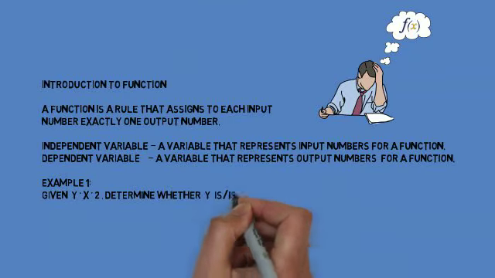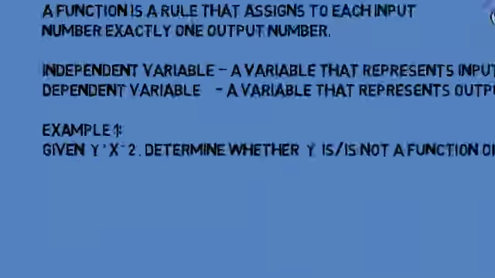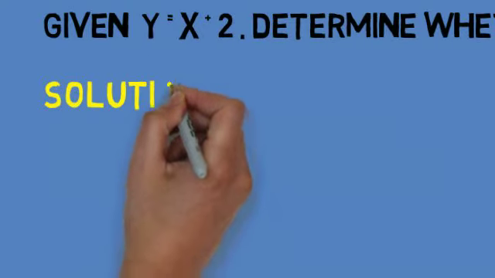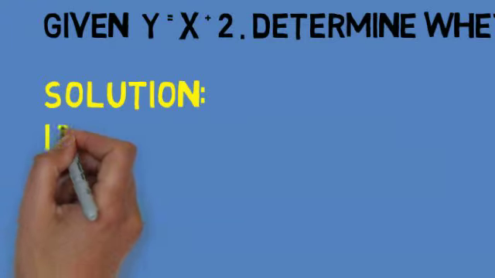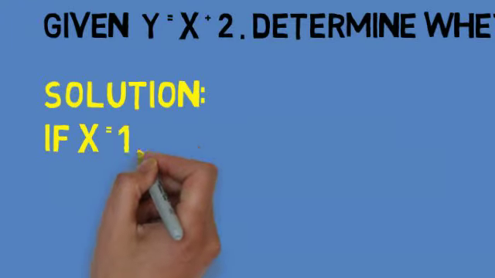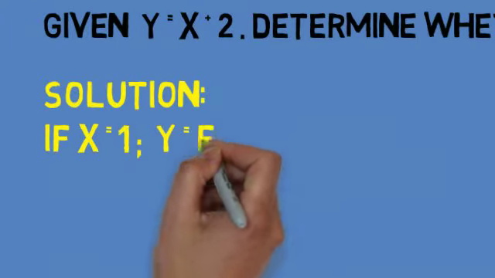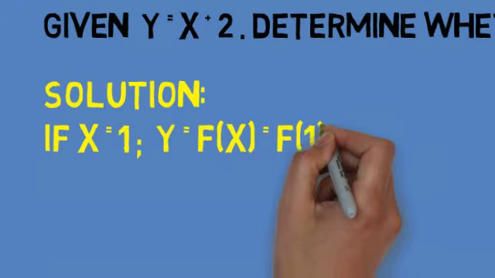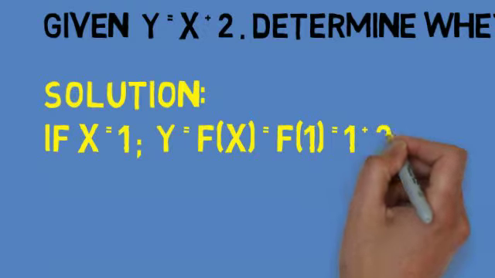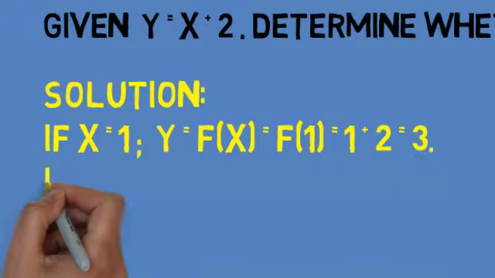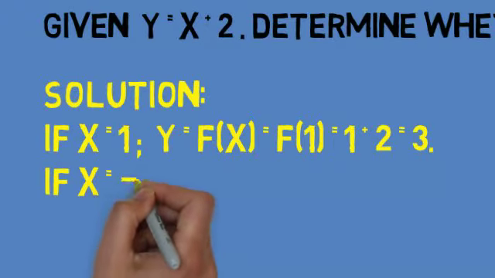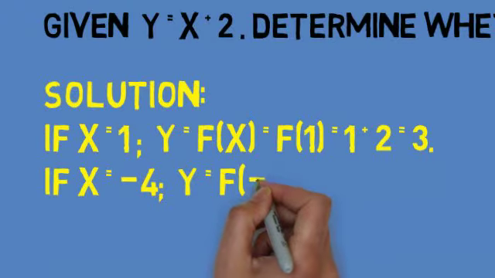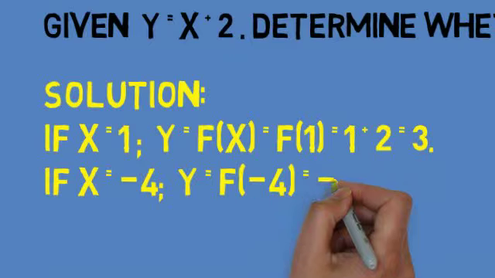So now we look at how to determine or justify whether y is a function or is not a function of x. If you look at example 1, let's say we have the equation y equals x plus 2. Sorry for the small size of the equals and plus symbols. Never mind. In this case, we want to determine whether y is or is not a function of x.